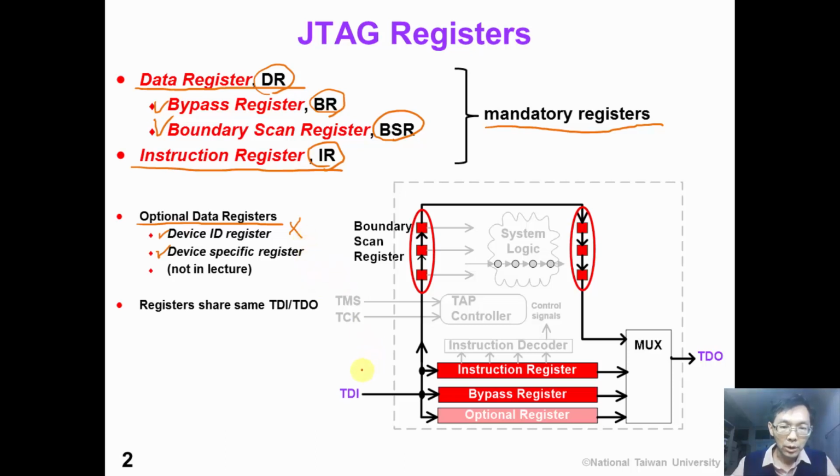From this figure, we can see that these registers share the same test data input pin, TDI. We broadcast the test data to all the registers. And then the scan outputs of these registers are multiplexed and shared by the same test data output pin, TDO.